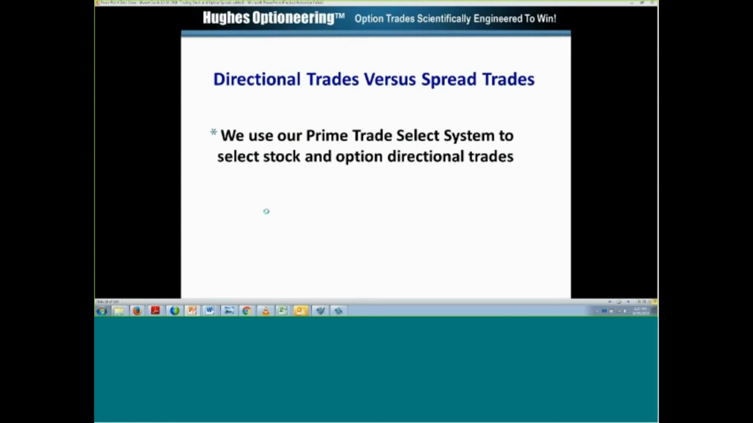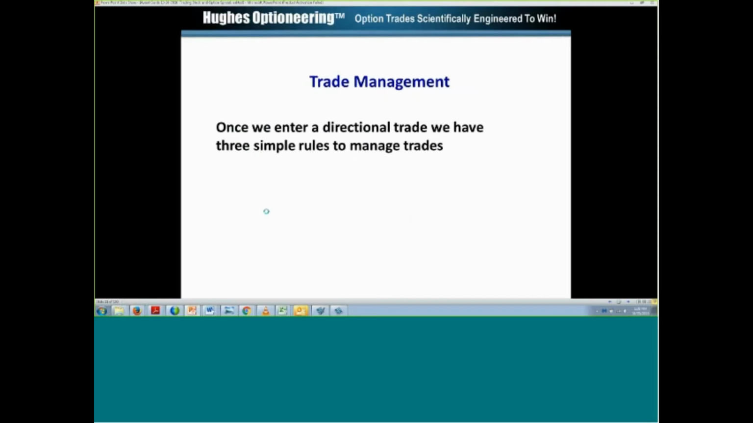So let's look at our Prime Trade Select system. We use this system to select stock and option directional trades. We'll look at our trade selection first, and then we'll look at some examples of directional trades we took. And then one of our money management rules is when we have a profit in a directional trade, then we create a spread trade. That's really worked out well the last couple of years, because these spread trades have been profiting during this type of market condition.